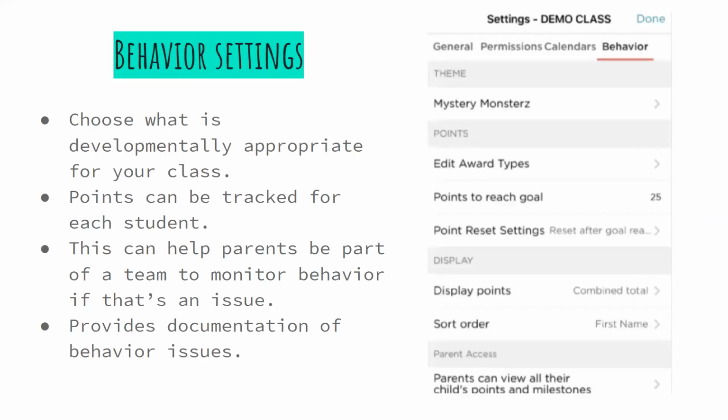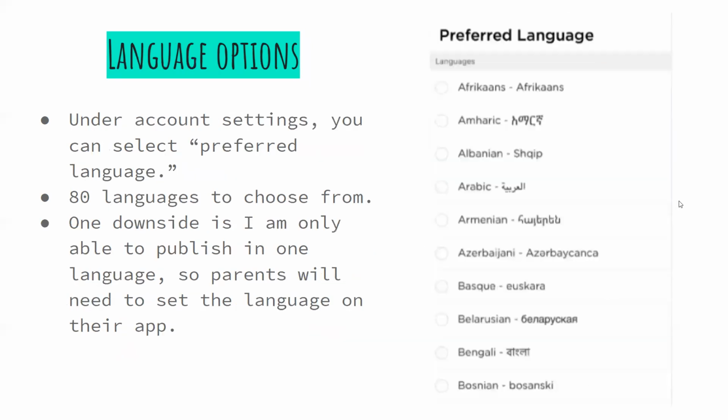Now, under behavior settings, this is a really neat concept, I think, because you get to choose your theme and set types of awards and points, but this is going to let your students and parents monitor the behavior of their student every day. They're going to get a notice. It's not like those letters that sometimes get lost in backpacks when you try to send them home about behavior issues. This is going to help the parents become a part of a team to monitor behavior if it's an issue, but it's also going to provide documentation for you, the teacher. This can be a really tough area, and this is just another support for teachers.